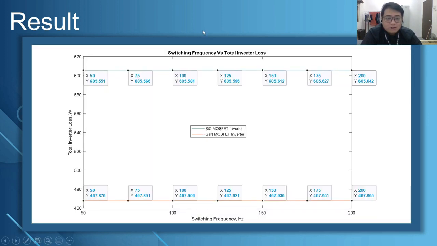And this is the graph of switching frequency versus total inverter loss. The blue line represents the silicon carbide MOSFET inverter, and the orange line is the gallium nitride MOSFET inverter. You can see that between these two lines, there is a huge gap. So we can conclude that the gallium nitride MOSFET has a higher potential to control all the loss of the inverter.